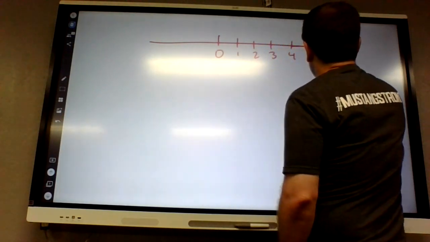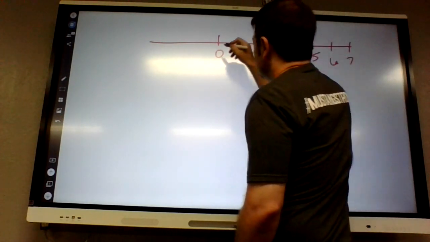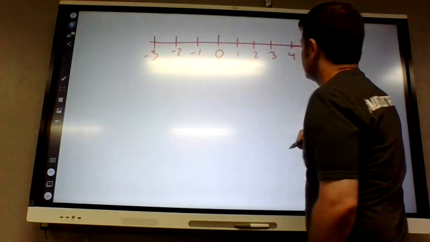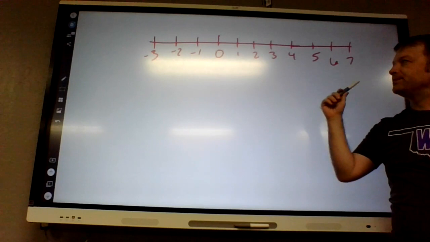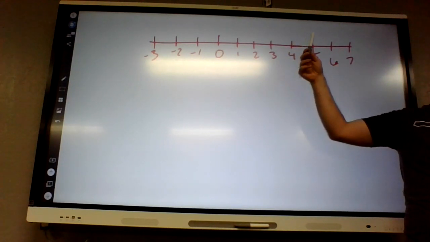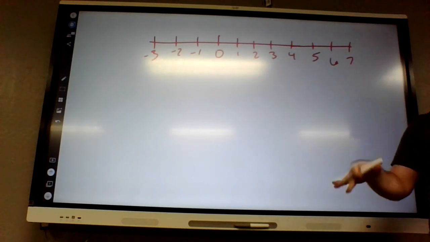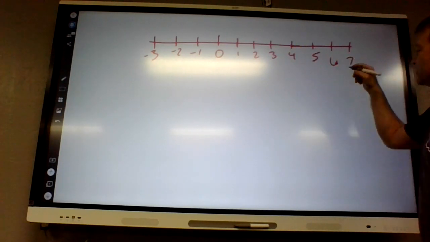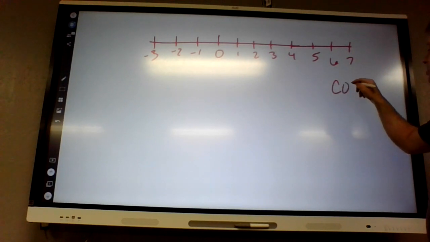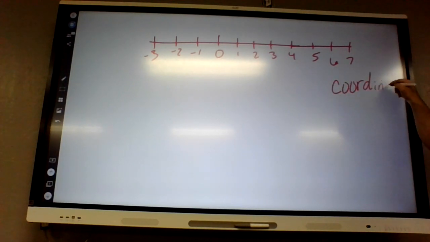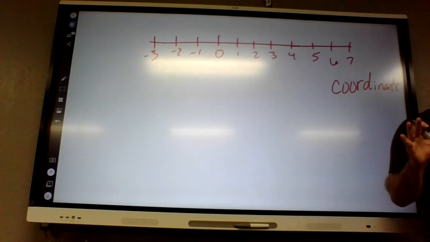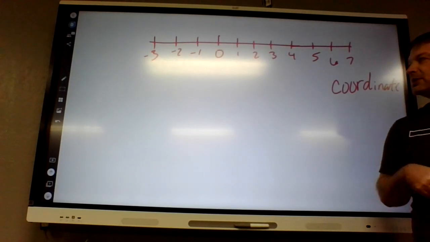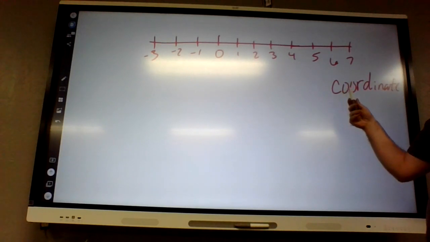Let's make this one a little bit longer. So if I wanted to, by the way, a number that gives you a location, like on a map or a coordinate plane, is called a what? Coordinate. So you guys remember, like when we were graphing last year, we had the x and y coordinate plane. Those numbers that give you locations are called coordinates.